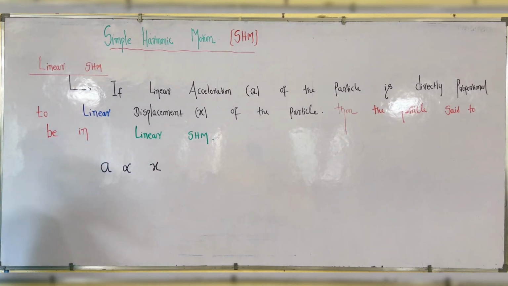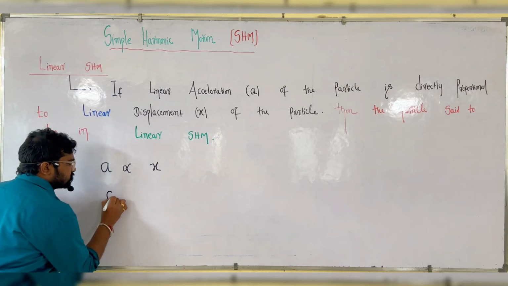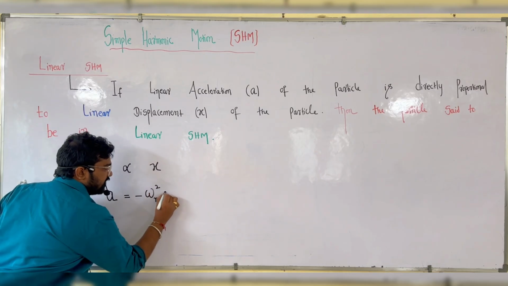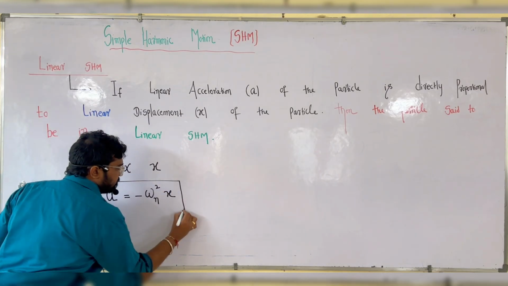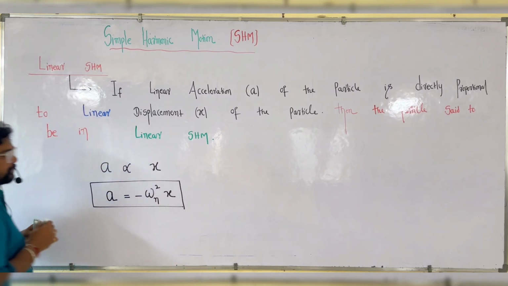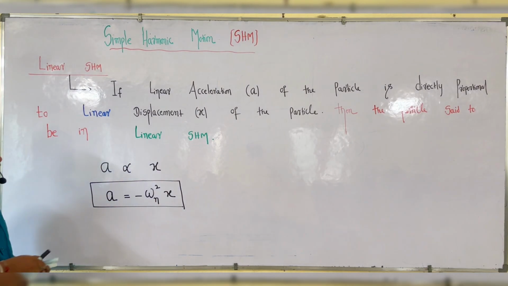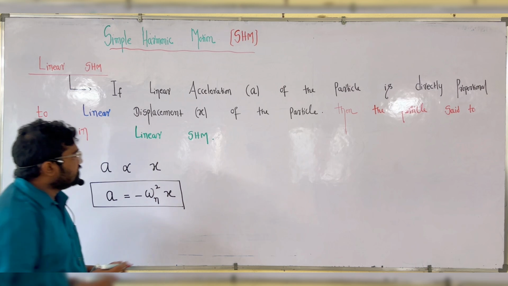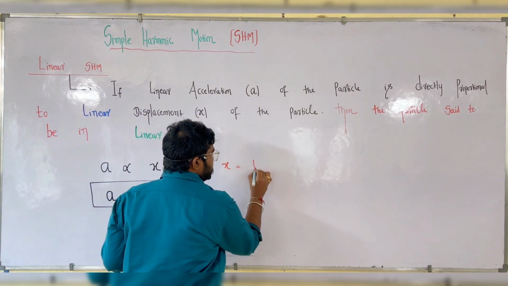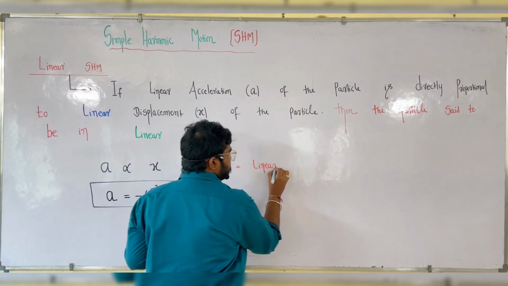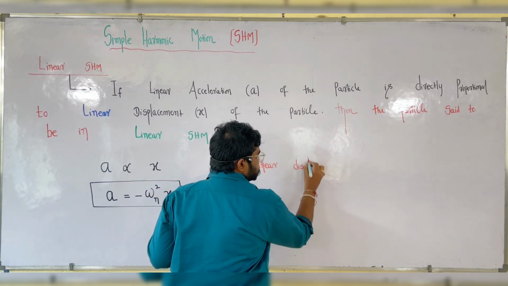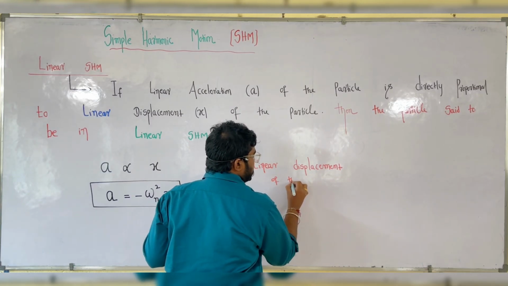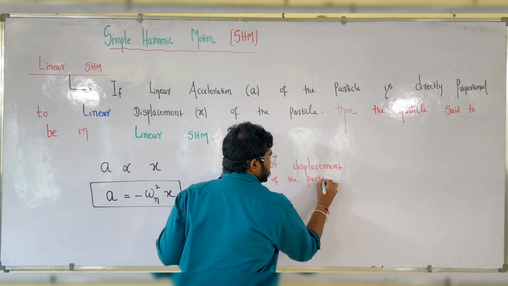Then the particle is said to be in simple harmonic motion. The proportionality is minus omega n square x. Remove the proportionality and introduce the proportionality constant: minus omega n square x, where x is the linear displacement of the particle.